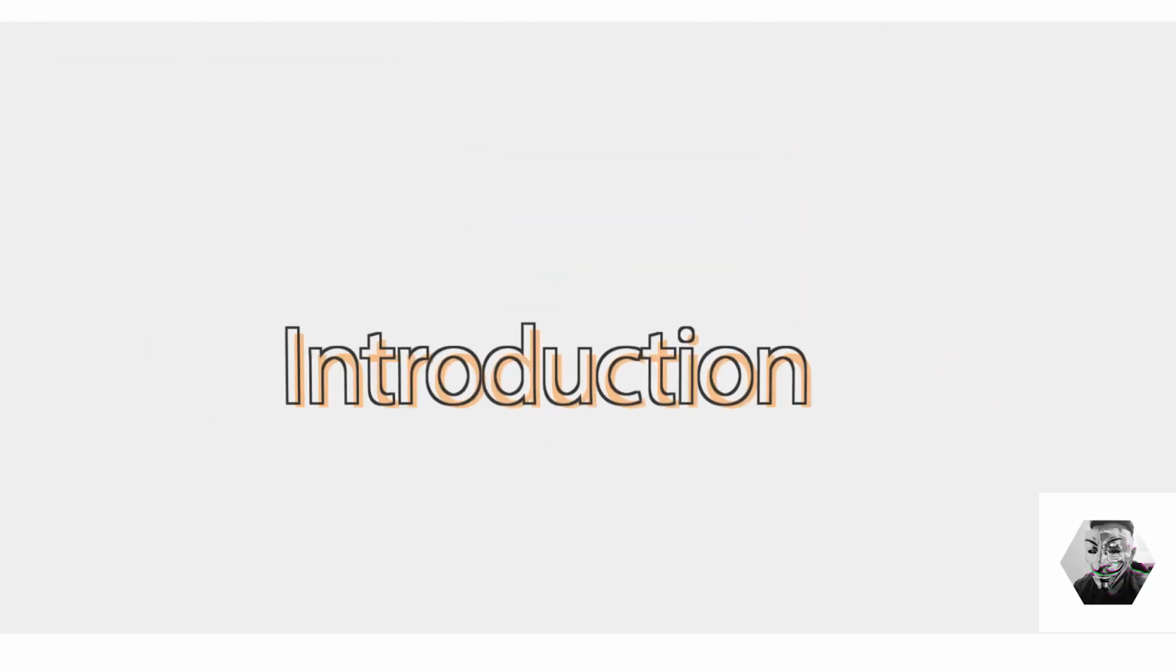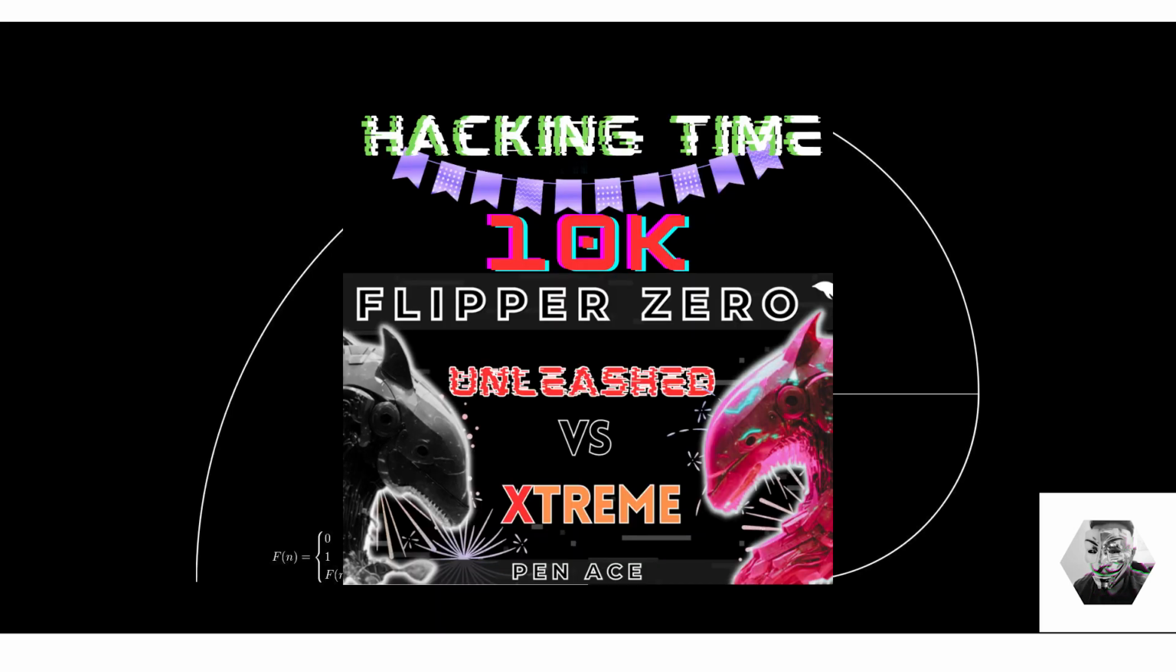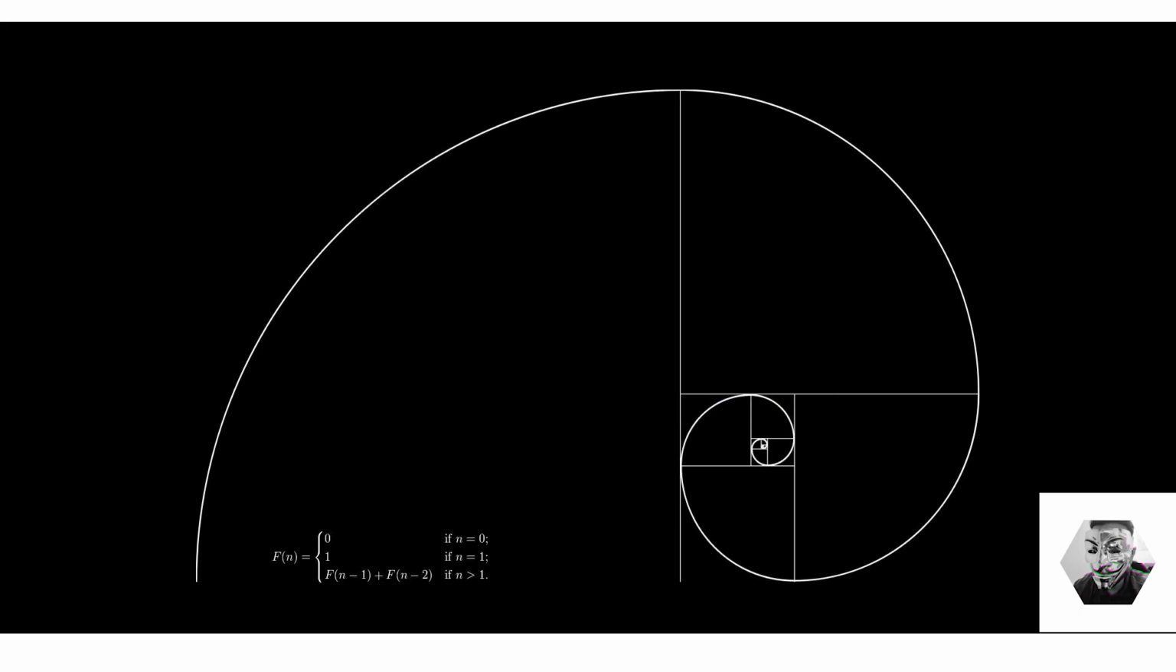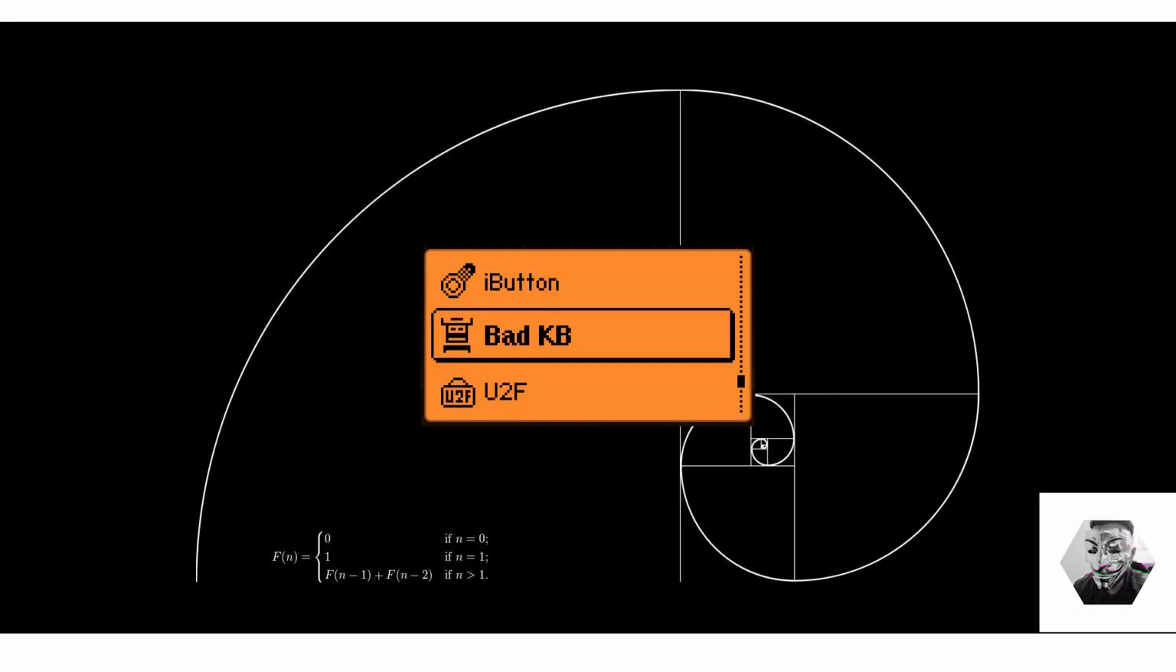Welcome back, guys. In our last video, we looked at the two leading firmwares, and the winner of the poll, of course, was Unleashed. I am, however, now on Xtreme and want to explore more of the applications that are available within that firmware. One that caught my eye was the bad KB, or bad USB / Bluetooth.